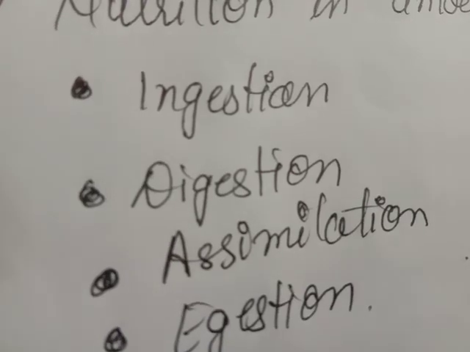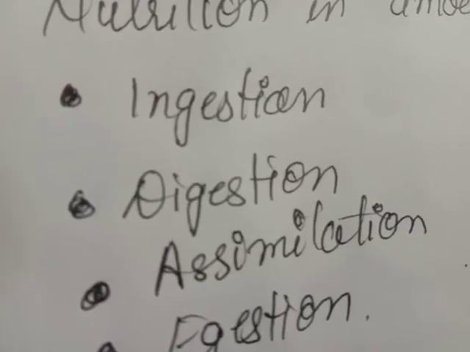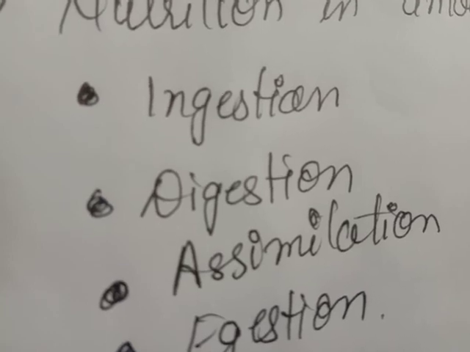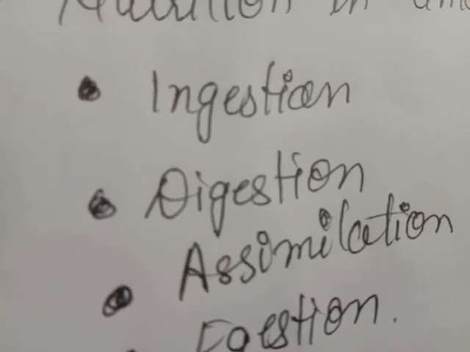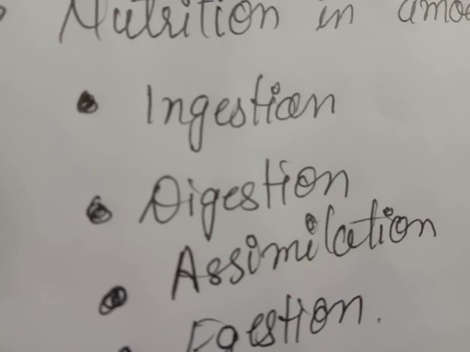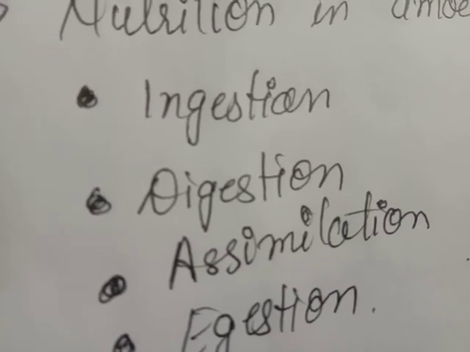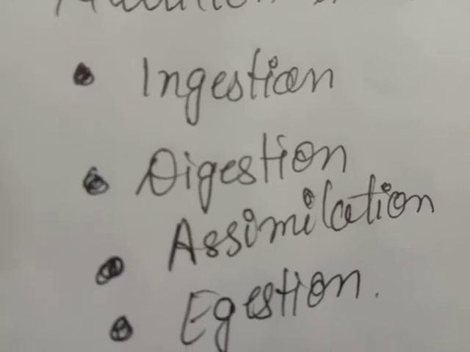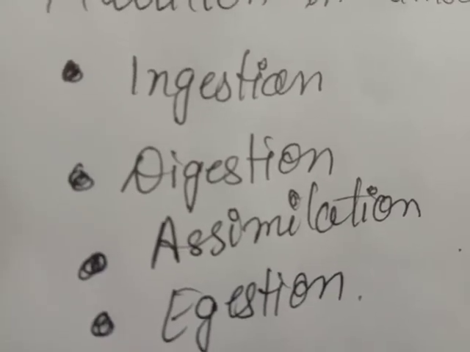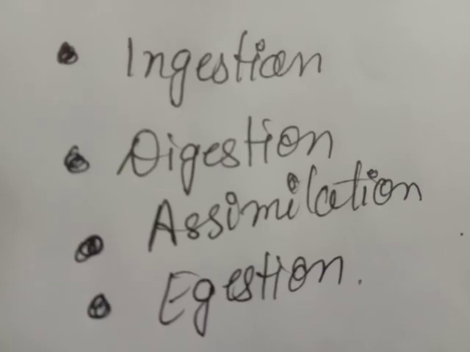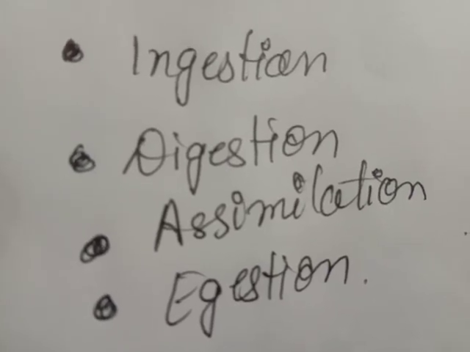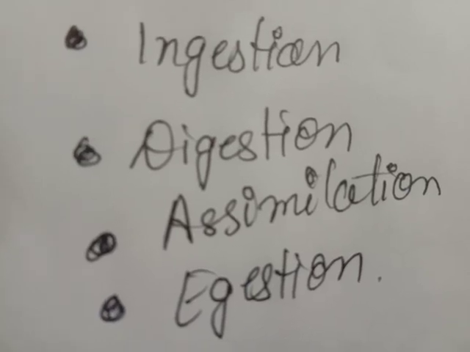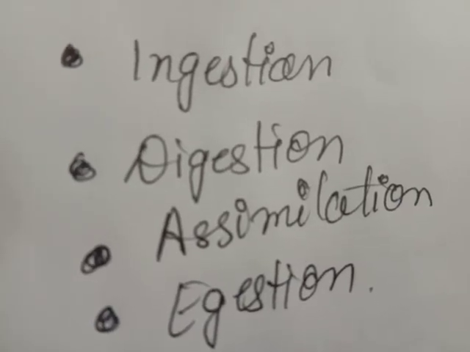A food vacuole that is formed around the engulfed food particles contains digestive juice, which breaks down the food particles into simple substances. This is called digestion. Then the amoeba uses these substances. This is called assimilation. Then at the last, the undigested portion is removed from the body. This is called egestion.